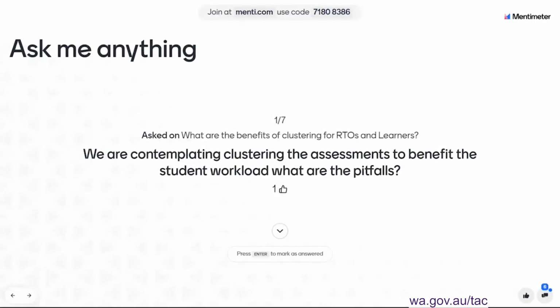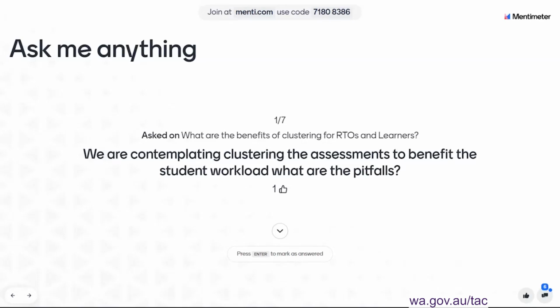Okay, number 2. Clustering assessment to benefit the work. What are the pitfalls? Okay. Well, I don't think there's too many, to be honest. But that one thing that I just mentioned then about being able to unpick the evidence or allocate that evidence to the unit of competency, this is something you really have to manage well.